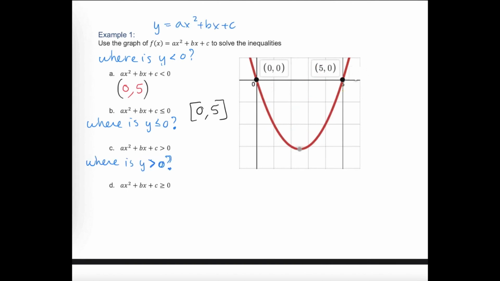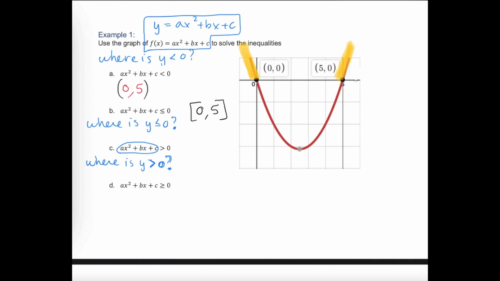And here we're saying where is y greater than 0. And again, because f of x is equal to this quadratic, but f of x is also equal to y, when we say where is the quadratic greater than 0, we're saying where is y greater than 0. All these ordered pairs have y values that are greater than 0. If you look at any of those ordered pairs, the y coordinate is going to be greater than 0.